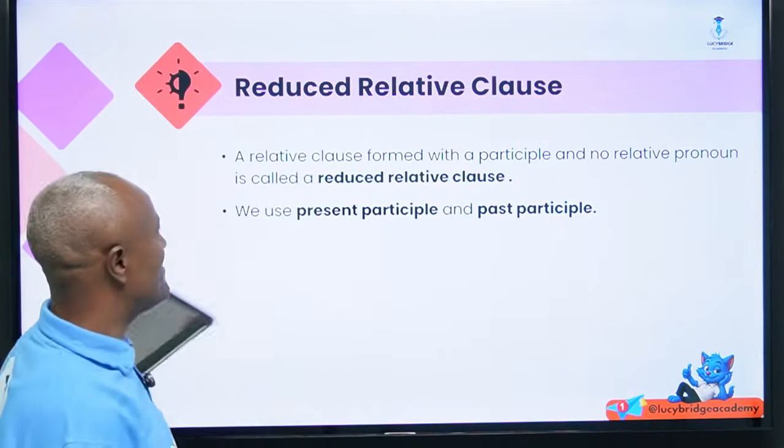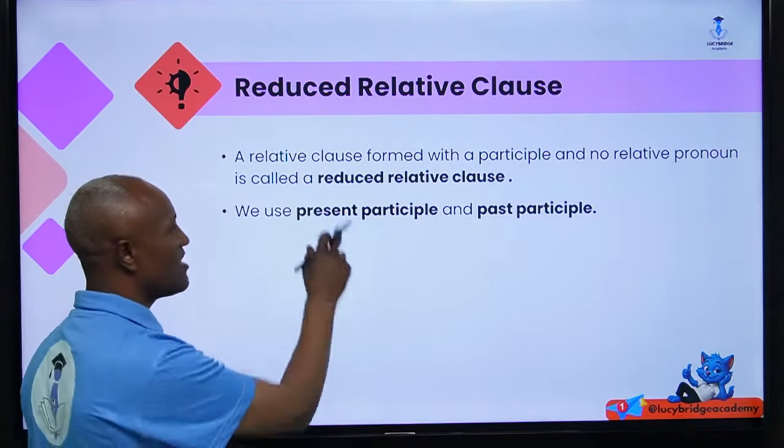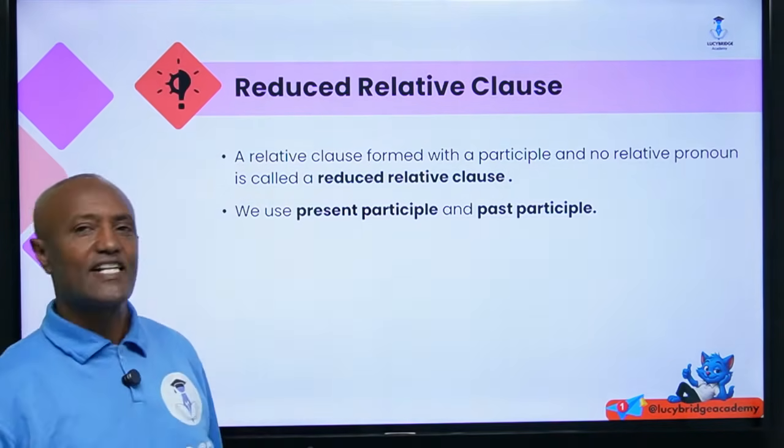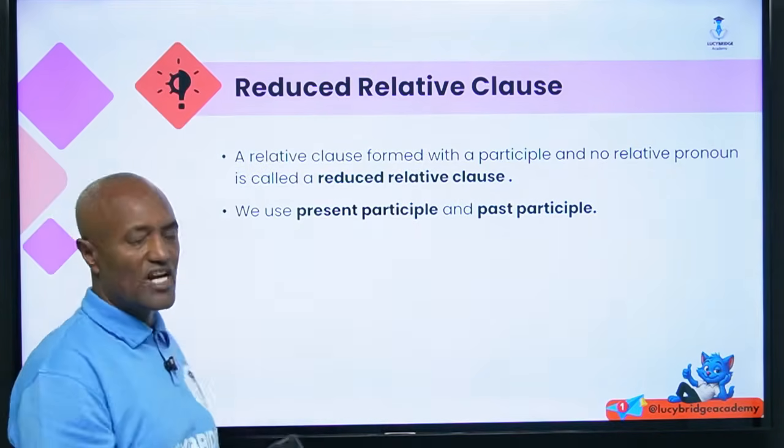So let's come to the definition. A relative clause formed with a participle and no relative pronoun, we call a reduced relative clause. This is what you have to remember. So we use the present participle or else the past participle.